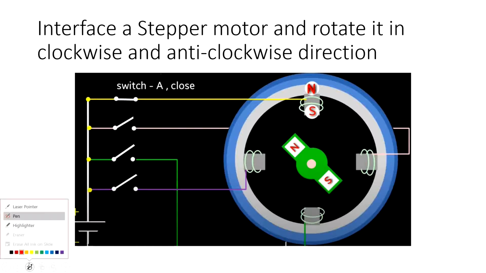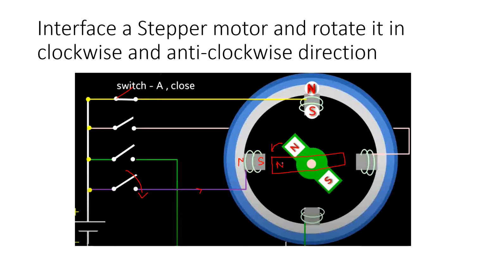So what if I want to rotate in an anti-clockwise direction? It's very simple again. First you need to make sure that all the switches are open. So only energize D. When you energize D, this will be the flow of the current. Now this becomes your north pole and this becomes south pole. Because of this, this north pole gets attracted by the south pole. So this will be the direction of the rotor.